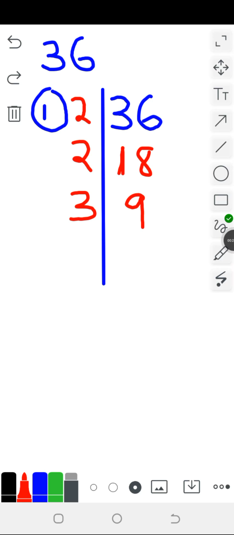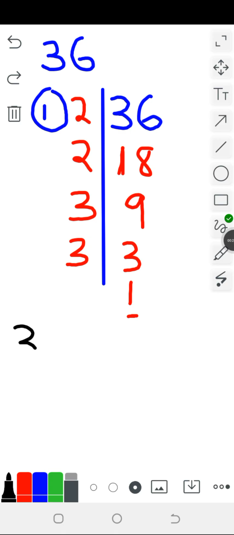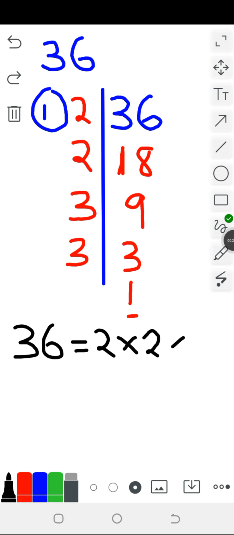Now, can 9 divide 3 to give a whole number? We say yes. 9 divided by 3 will give us 3. Still on 3 as a prime number. Can 3 divide 3 to give a whole number? We say yes. Now 3 divided by 3 will give us 1. So we've eventually arrived at 1. Now we say that the prime factors of 36 would be 2 times 2 times 3 times 3.